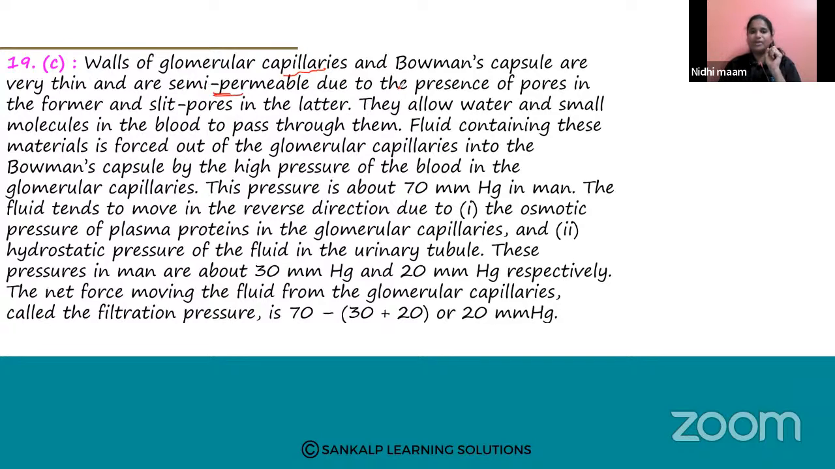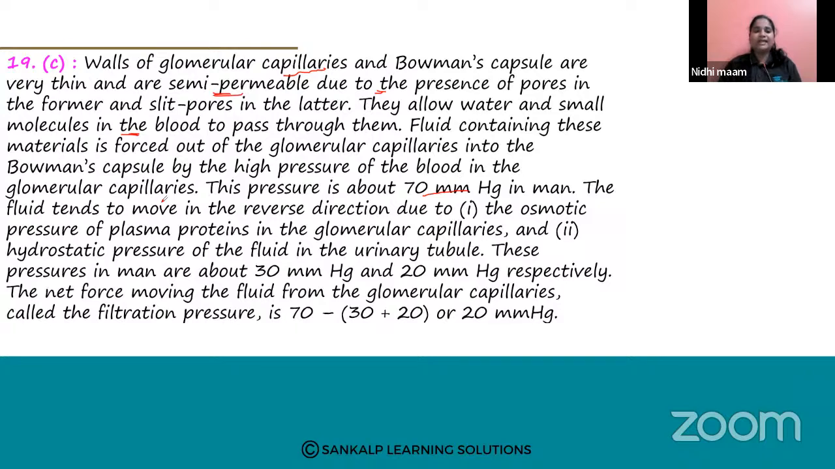Due to the presence of pores, they allow water and small molecules in the blood. Fluid containing these materials is forced out of the efferent arteriole, the blood has to go outside. So from the glomerular capillaries to Bowman's capsule it goes with high pressure. This pressure will be 70 mmHg in man.